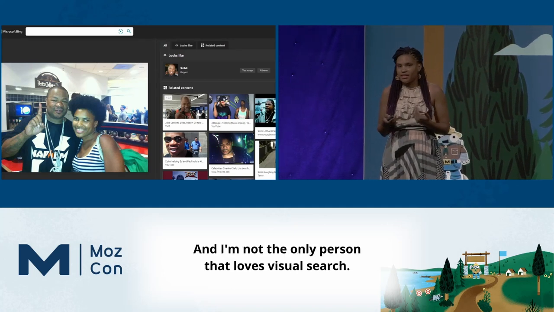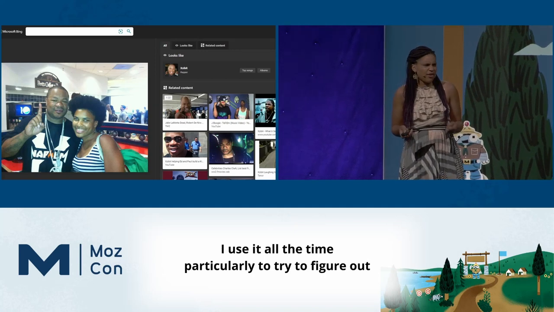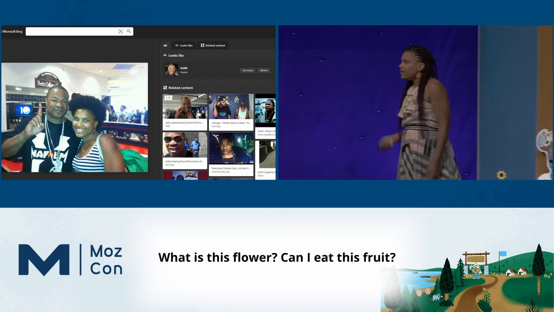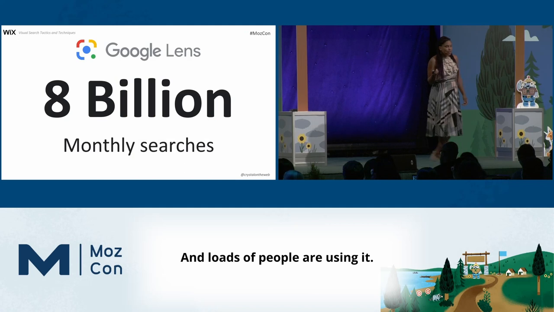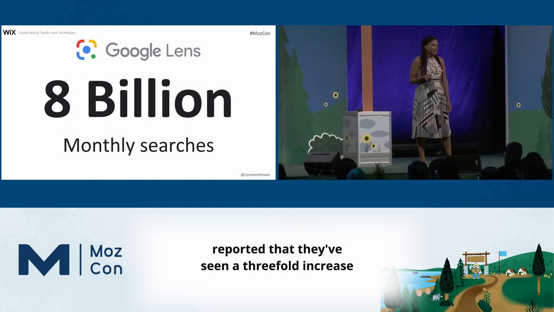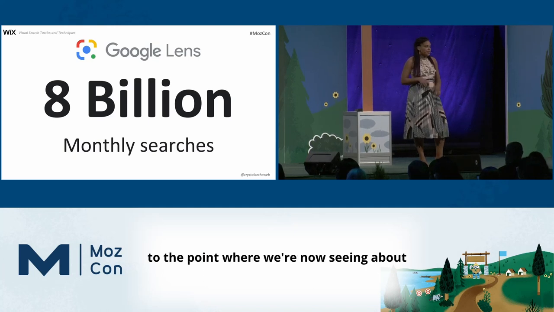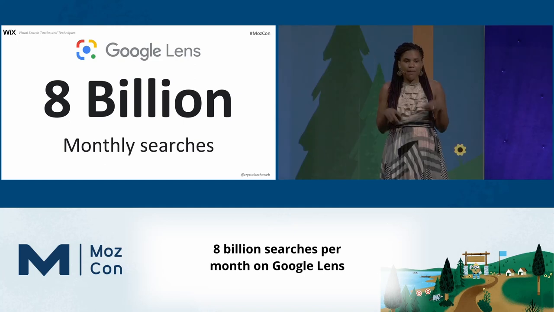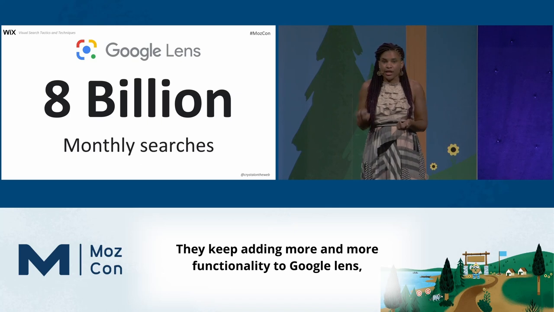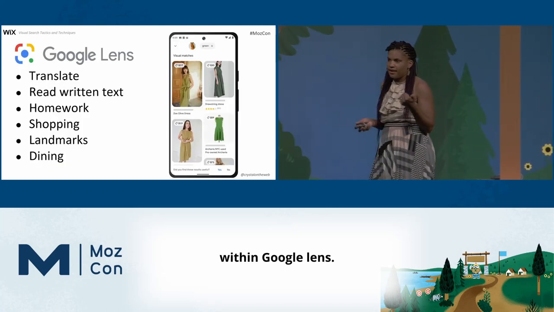And I'm not the only person that loves visual search. I use it all the time, particularly when trying to figure out, like, what is this caterpillar? What is this flower? Can I eat this fruit? All of that sort of thing. And loads of people are using it. So Google Lens, at their last Google I/O, reported that they've seen a threefold increase in uses of Google Lens over the last year, to the point where we're now seeing about 8 billion searches per month on Google Lens. And Google loves it. They keep adding more and more functionality to Google Lens, to the point where now it includes Google Translate within Google Lens.